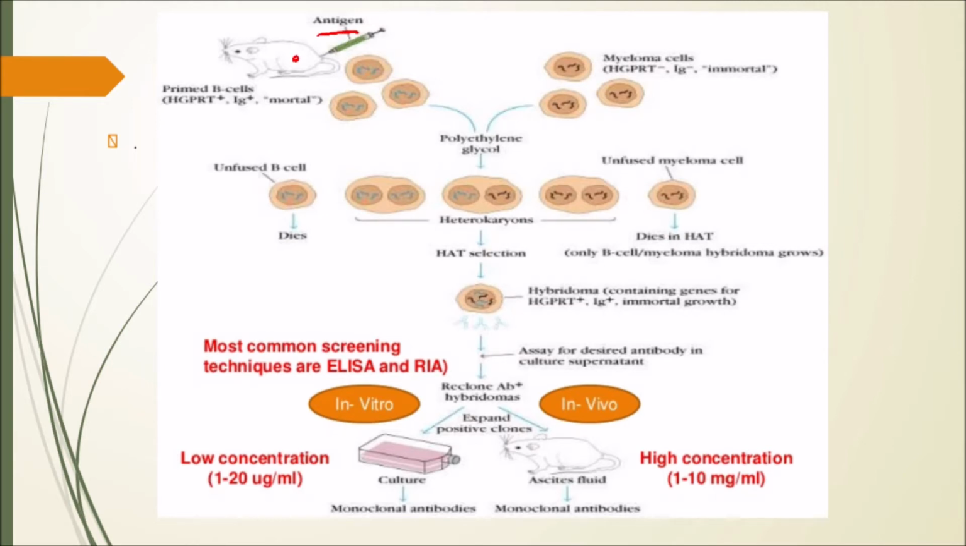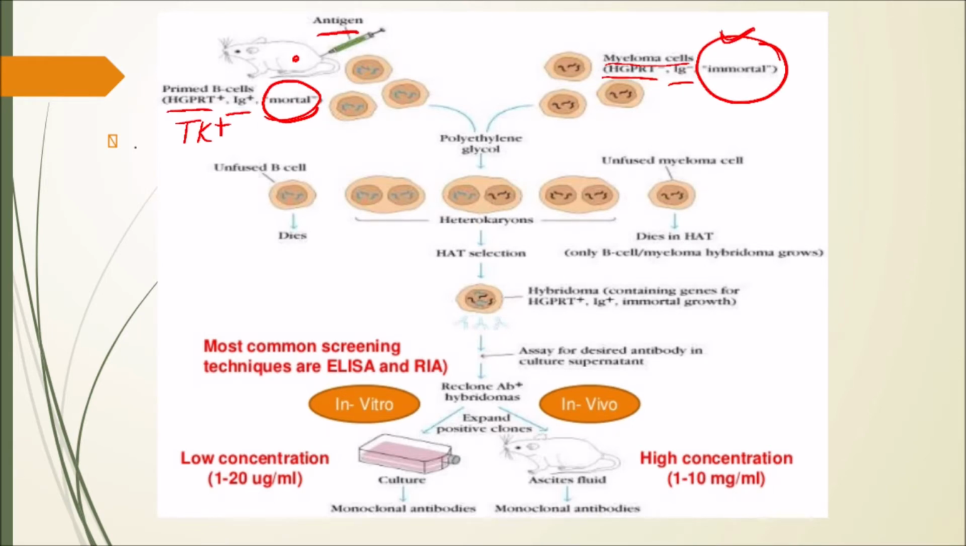And B cells are taken out from that animal. Those B cells have some properties, that is they are HGPRT positive, Ig positive, but mortal in nature because they have a limited lifespan. They are TK positive also. So first this B cell is taken from the animal. Then a myeloma cell is taken. Myeloma cells have some properties, that is they are HGPRT negative, Ig negative, but they are immortal. That's why we are taking these myeloma cells, because of their immortal nature.